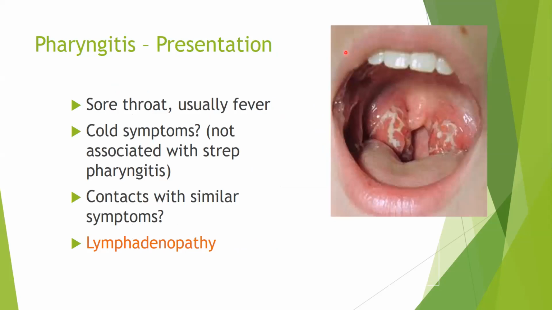So presentation, right? This is a nasty throat, right? They're going to have kind of a muffled voice. This is a tonsillitis for sure. They're going to have a sore throat. They may have a fever. They're not going to have cold symptoms if it's strep throat, right? They're not going to have runny nose. They're not going to have congestion in their ears. It's going to be like, I woke up with a sore throat. My lymph nodes are swollen here, and I've got this muffled voice, right? That's strep throat. They may have contacts with similar symptoms, and they're going to have anterior cervical lymphadenopathy.